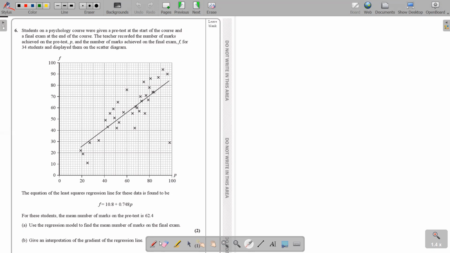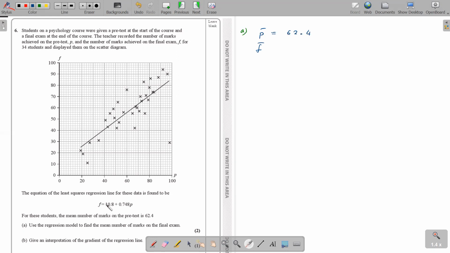So for P, the P bar value is given. Part A, P bar value is given as 62.4. They are asking you to use the regression model to find the mean number of marks on the final exam. So that means you have to find F bar. How do we use this equation to find F bar? It's simply like using coding, right?